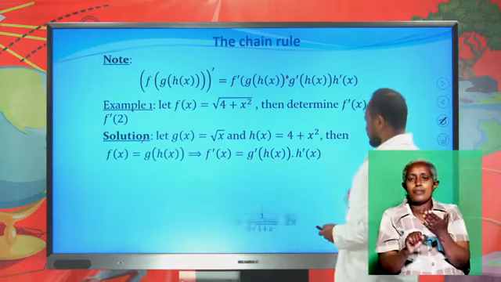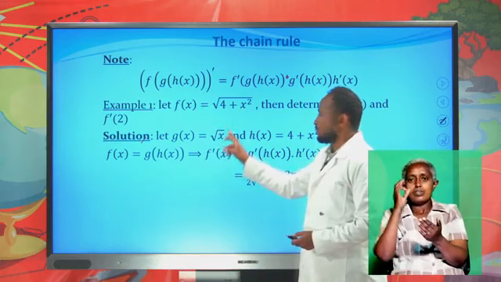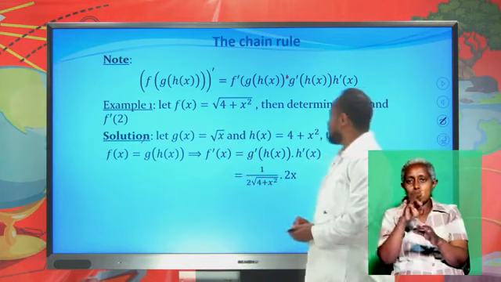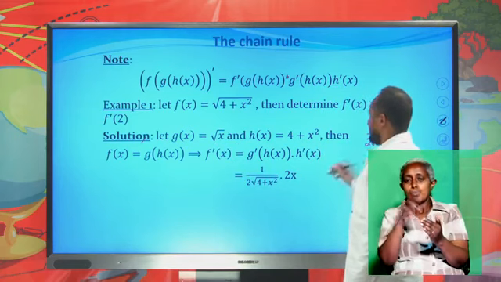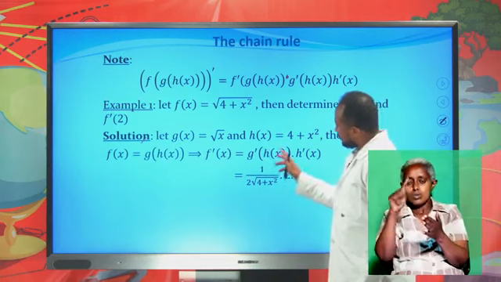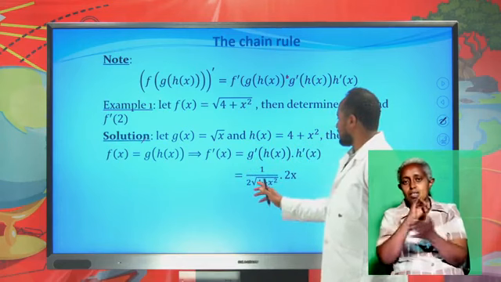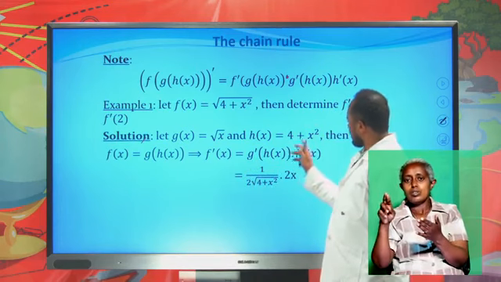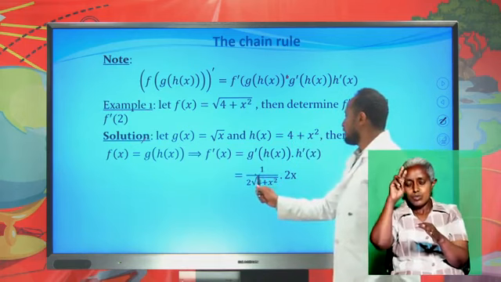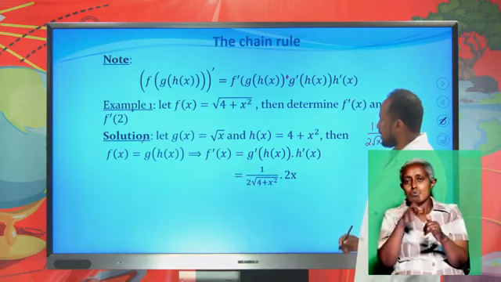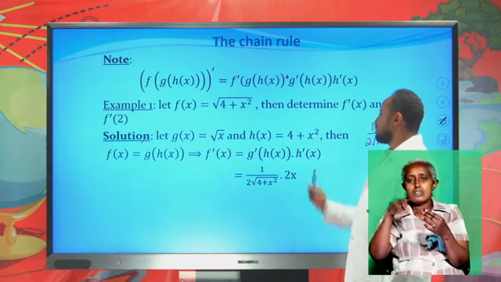So this is equal to g derivative, the derivative of the square root function, square root of x. The derivative of square root of x is 1 over 2 root x, but you put h of x in place of x. So for this case, it is 1 over 2 root of the internal function. It's not x here, it is 4 plus x squared. Therefore 1 divided by 2 times the square root of 4 plus x squared, times h derivative of x. Our h of x is 4 plus x squared, its derivative is 2x.